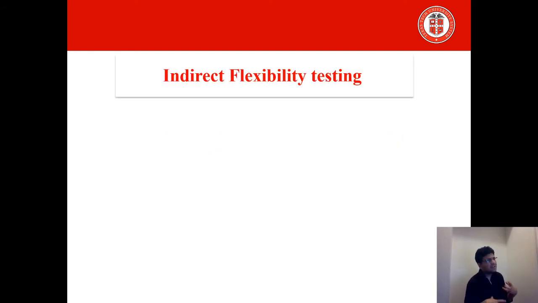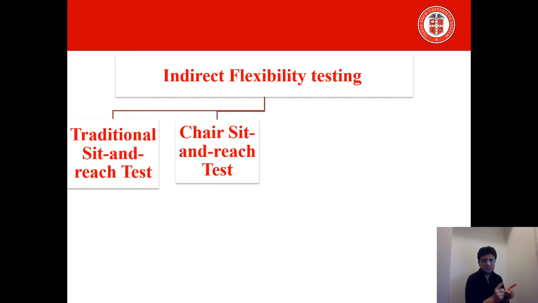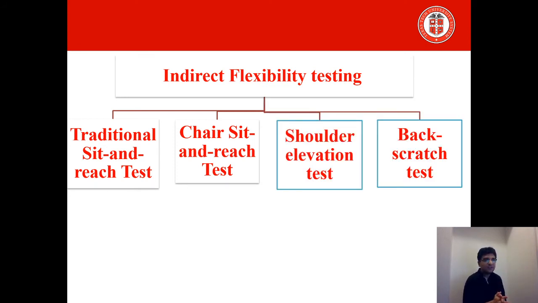So as far as indirect flexibility testing is concerned, we can have the traditional sit and reach test and the chair sit and reach test, and we have the shoulder elevation test and the back scratch test. So from now onwards, up till the end of our discussion today, I will concentrate on each of these tests, and the first two tests, the sit and reach test, which can either be done traditionally or using a chair, you have to perform in our lab today, and the data sheet needs to be filled with the help of these tests.